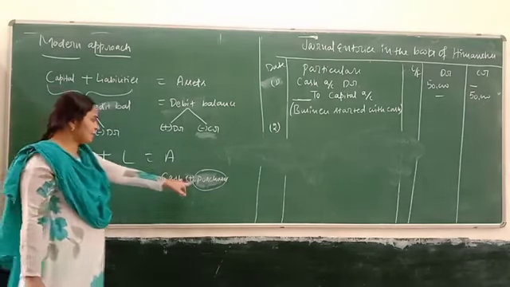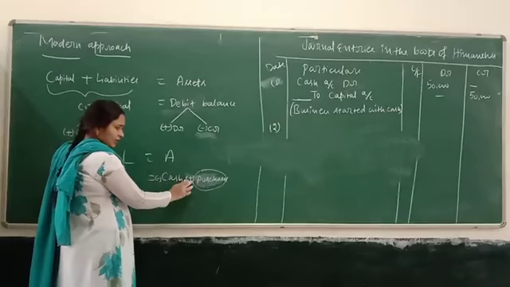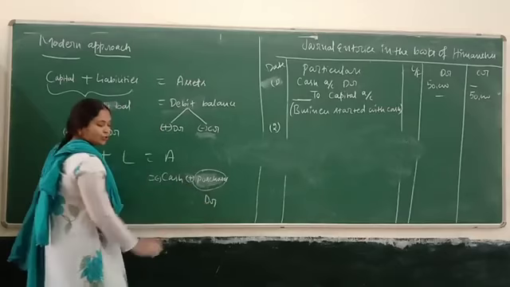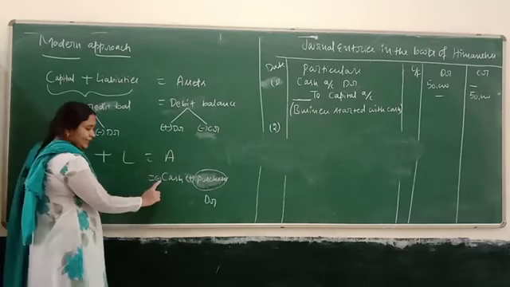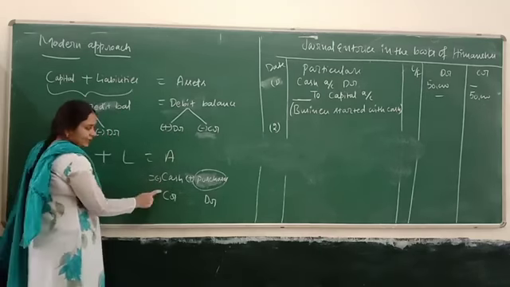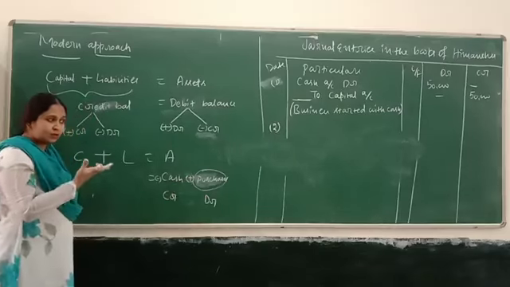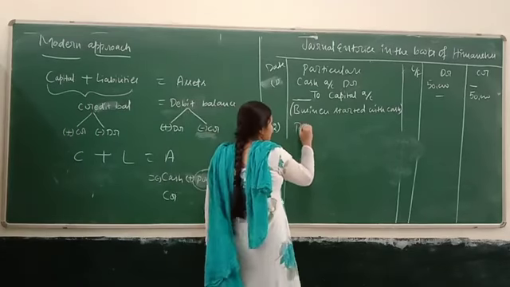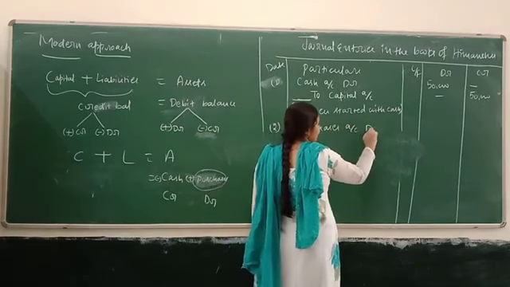So this is purchases. My purchase of goods is increasing. Increase in asset should be debited, and decrease in asset should be credited. My business is purchasing goods, so my goods are increasing. What is the name of the event? Goods purchases. Purchases account debit.